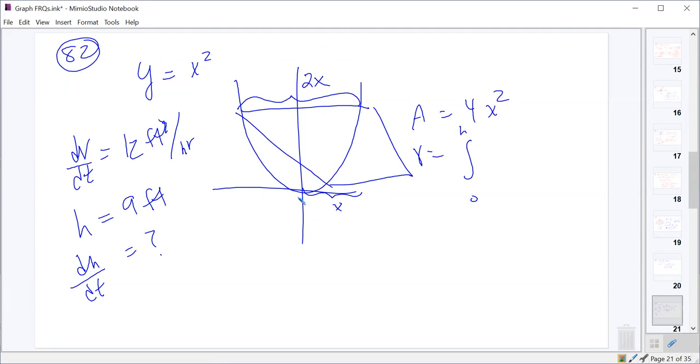So it goes from 0 to 16. We're interested in what's happening at 9, but we need a generic formula to represent 0 to any h value of 4x squared, which we'll have to turn into terms of y. And so if y is equal to x squared, then 4x squared ought to be 4y. So we should have the volume is the integral from 0 to h of 4y dy. Everybody good with that so far?